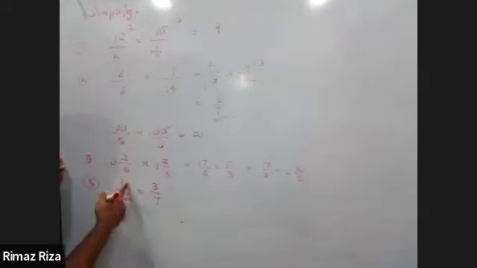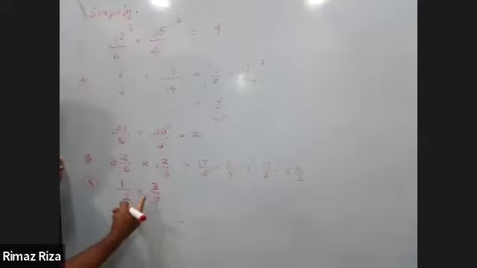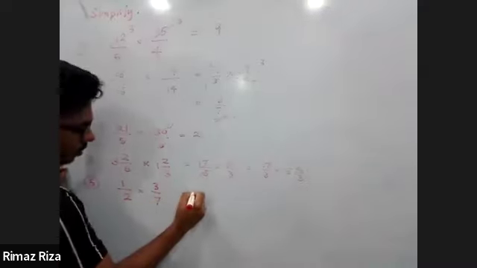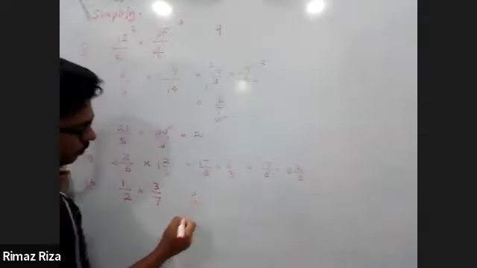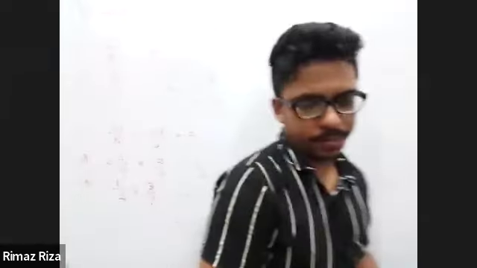So here it's straightforward. There we can't simplify, right? So 1 into 3 is 3, 2 into 7 is 14. So 3 over 14 is the answer. Okay.